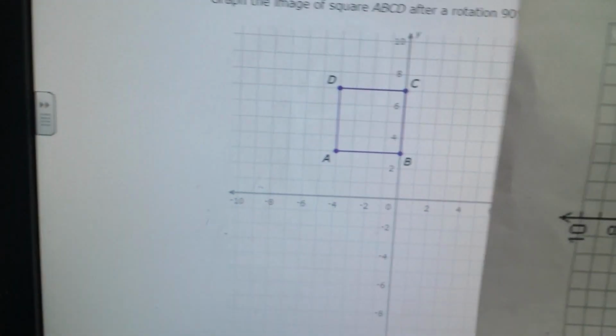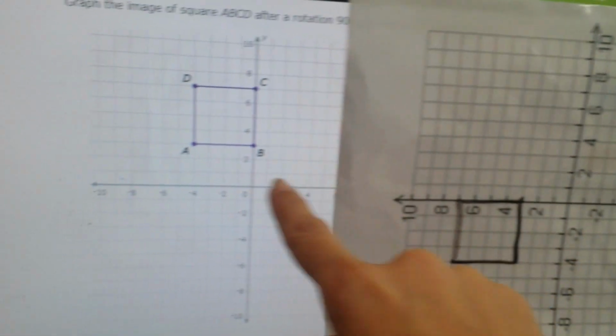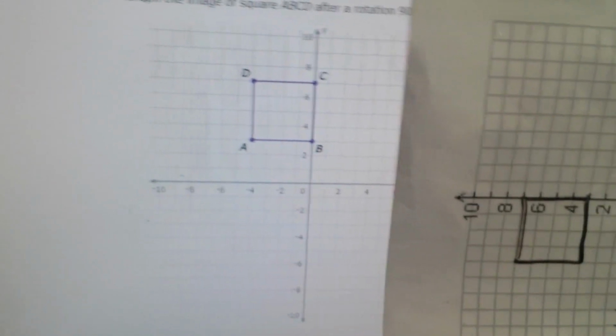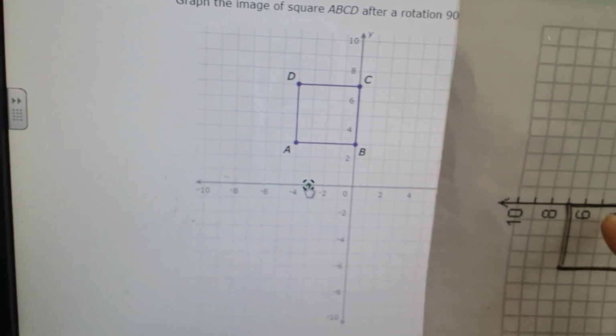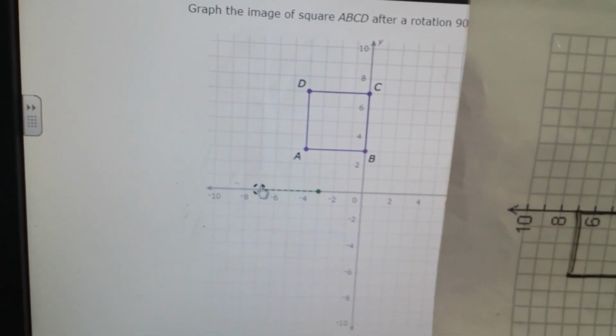All right, and make it look like that. So you can see here's the X, here's where they meet. And you're going to go 3 to the left, and then this one's going to go 1, 2, 3, 4, which is going to be right there by that 7.